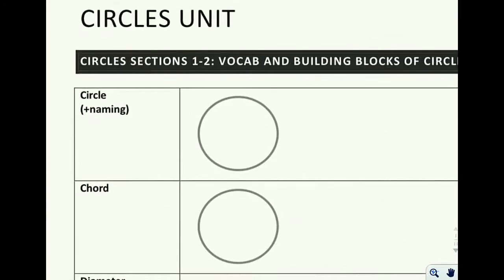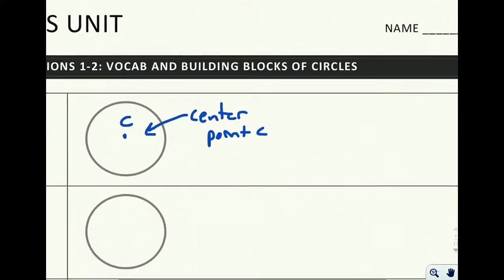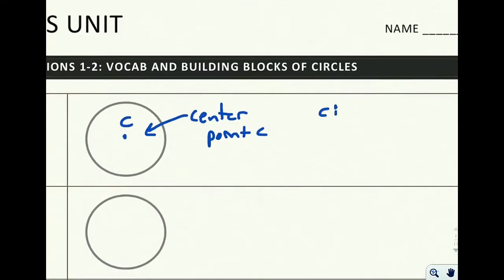So if we zoom into our first section here, we always have the center of the circle and it usually has some letter. So let's say the letter is C. Then the name of the circle would be C. So we'll just label that as the center, point C. Then we would call this circle C, or a little circle with a dot in it. C. That's an abbreviated way of saying circle C.